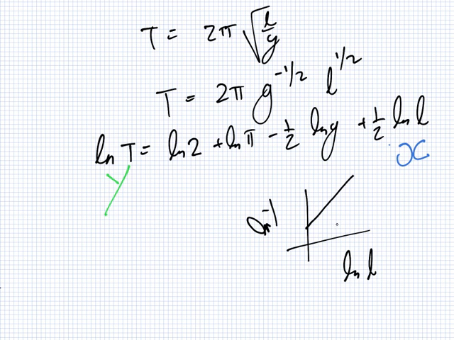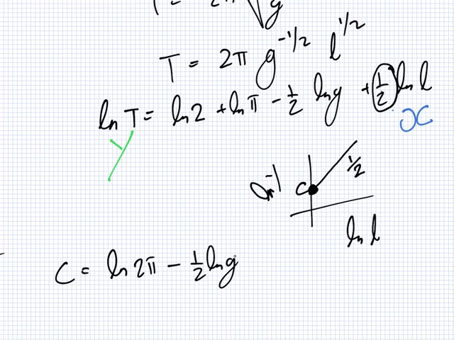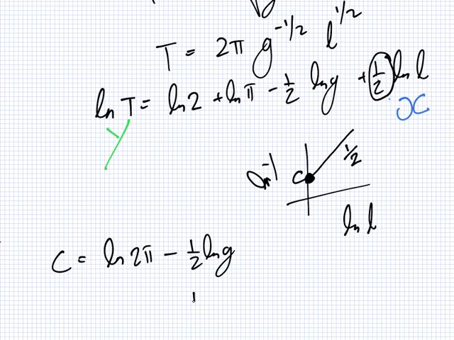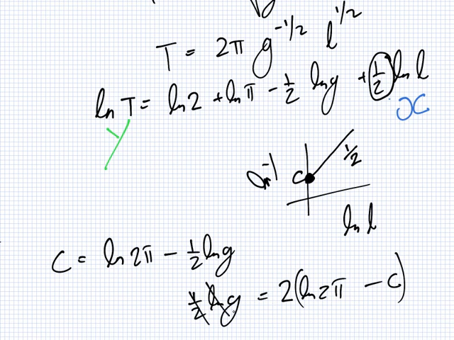But the slope of this is always a half, because of this. So I could only get the g from this graph by looking at the c. So the c would be log 2 pi minus a half log g. So a half log g equals log 2 pi minus c. So if I multiply that by 2 and then put an e, I could get a formula for g like this.